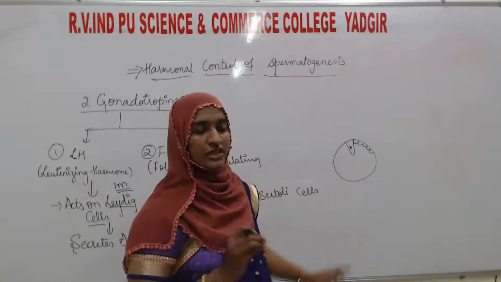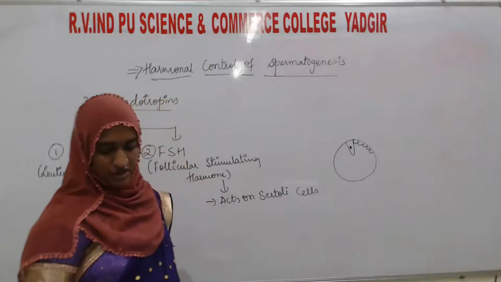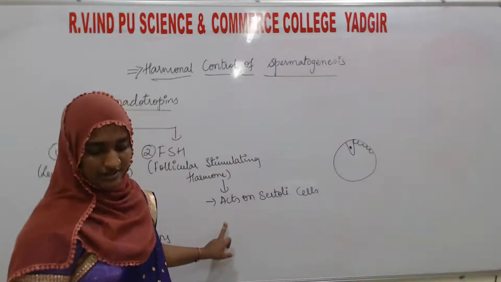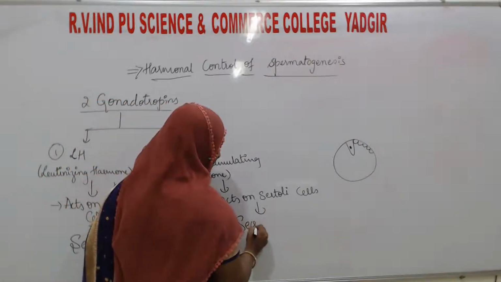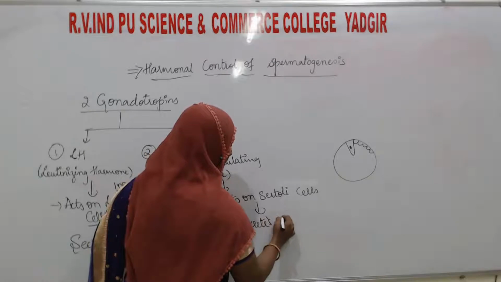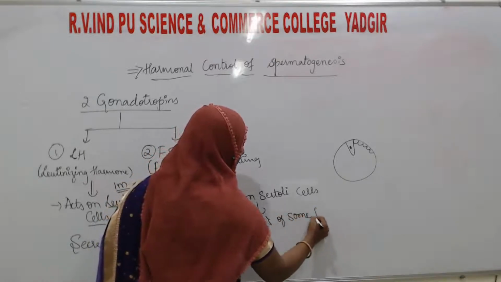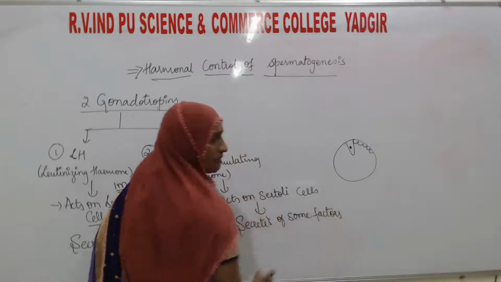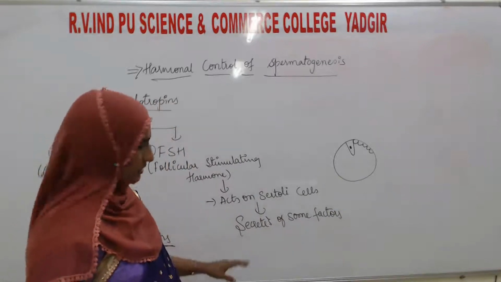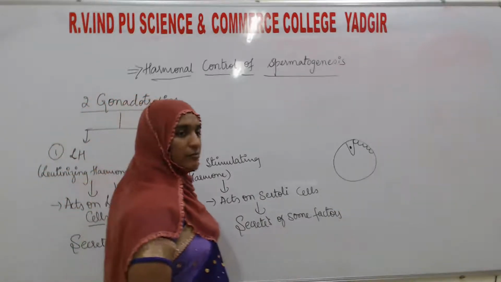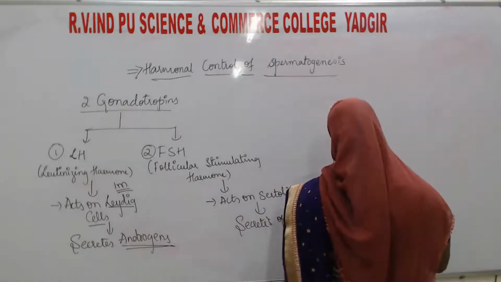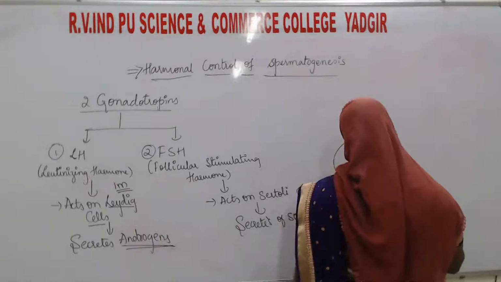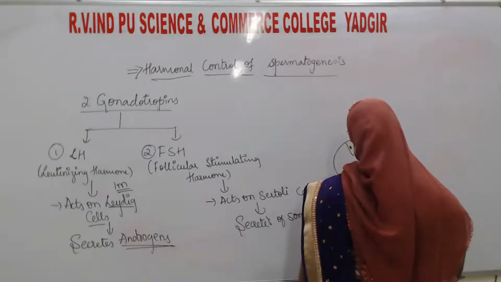For what reason? To secrete some hormones. When it acts on the Sertoli cells, it stimulates the secretion of some factors, and these factors help in the process of spermatogenesis.